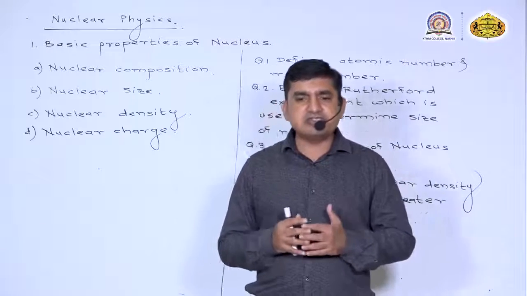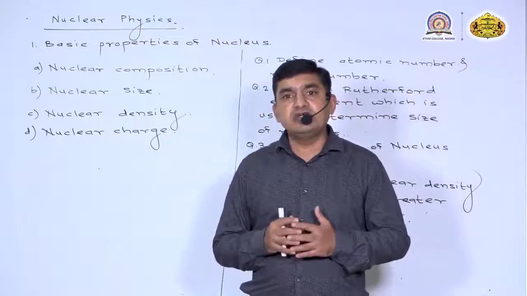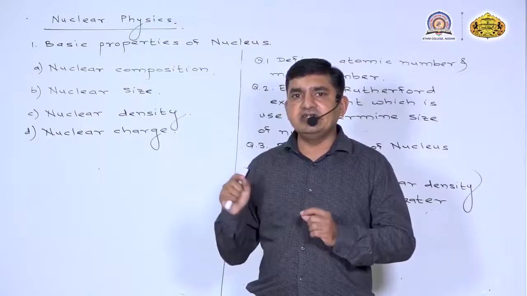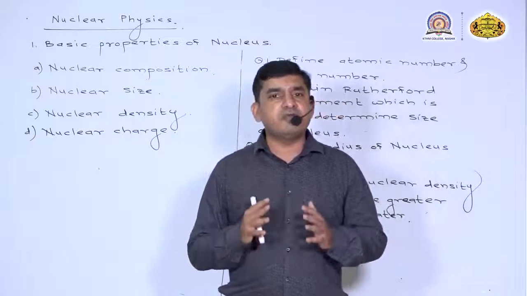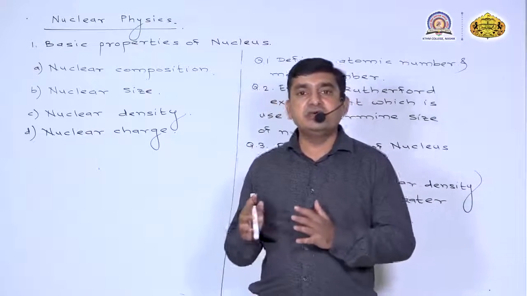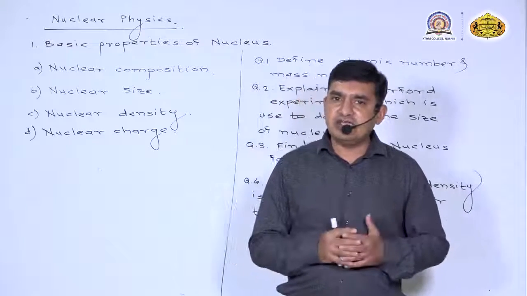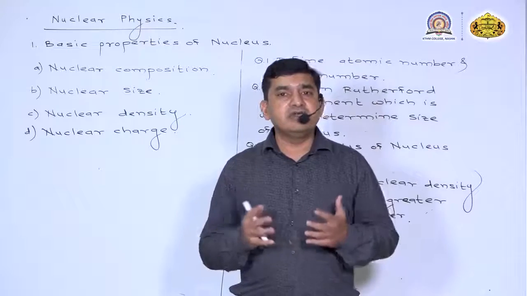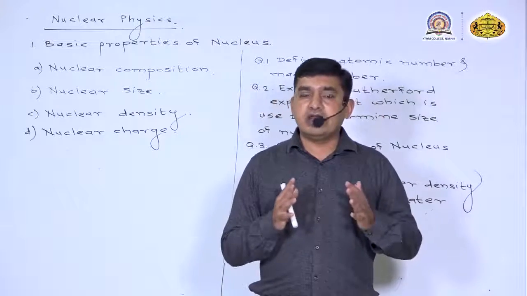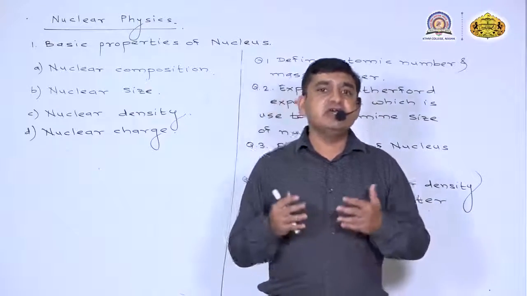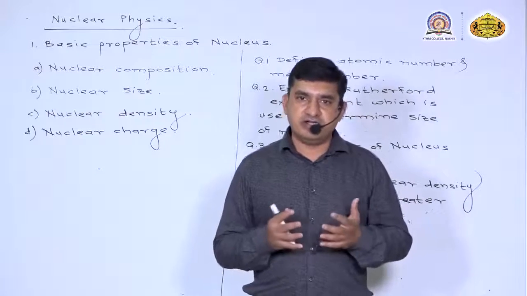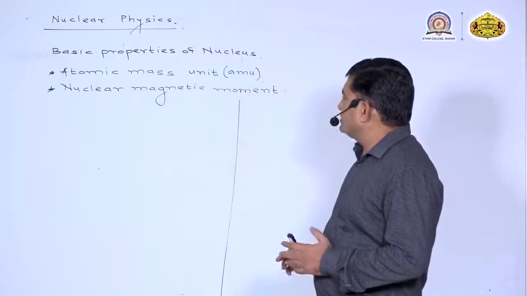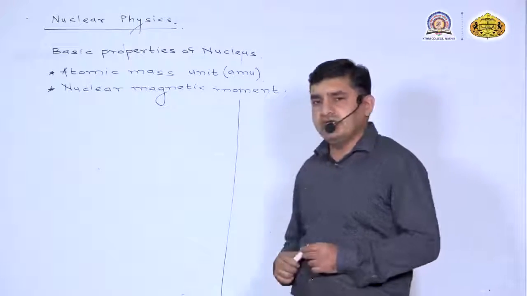Also, the minimum distance of approach can be found in the Rutherford experiment, and that minimum distance of approach r is equal to capital Z into small z into e square divided by 4 pi epsilon naught into E minimum, where capital Z is the atomic number of the target nucleus, small z is the atomic number of the alpha particle, E minimum is the energy of the alpha particle. In the next lecture we have to see what is the atomic mass unit.